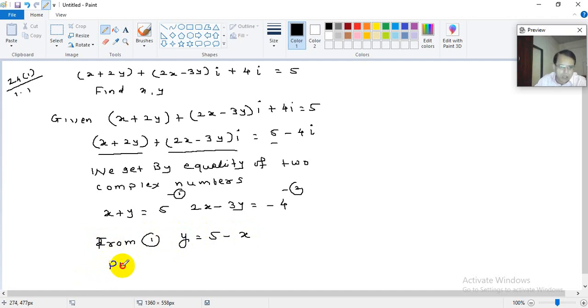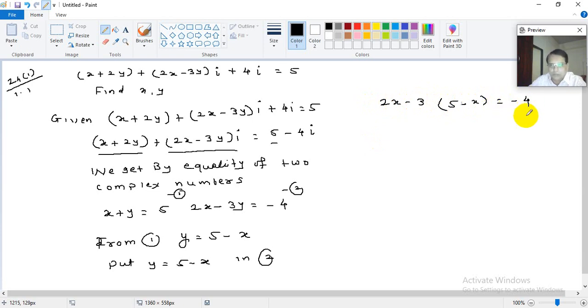Put y is equal to 5 minus x in 2. What is 2? 2x minus 3y is minus 4. So what you get is 2x minus 3 into y, where y is 5 minus x. So 3 into 5 minus x, and it gives you minus 4. So what will that be? 2x minus 15, and minus minus plus 3x, and on this side you have minus 4.